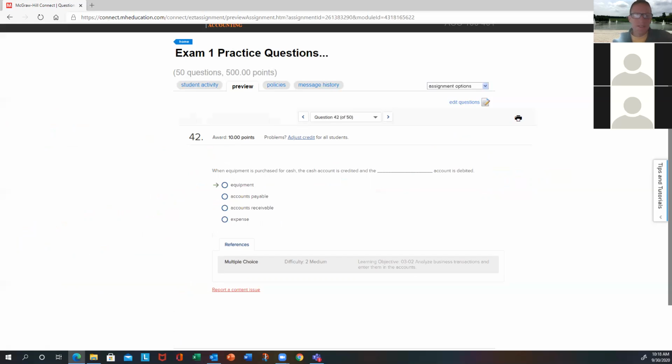It's not hard. It just says, for example, when equipment is purchased for cash, the cash account is credited and the something account is debited. So here's a way a multiple choice question could ask it, and it's a debit and credit question. And this one, you just have to figure out which account is debited. And of course, it would be equipment would be your answer, because if you credited cash, you have to debit something else. It wouldn't make sense to debit any of these 3 because it clearly says you're buying equipment, okay?